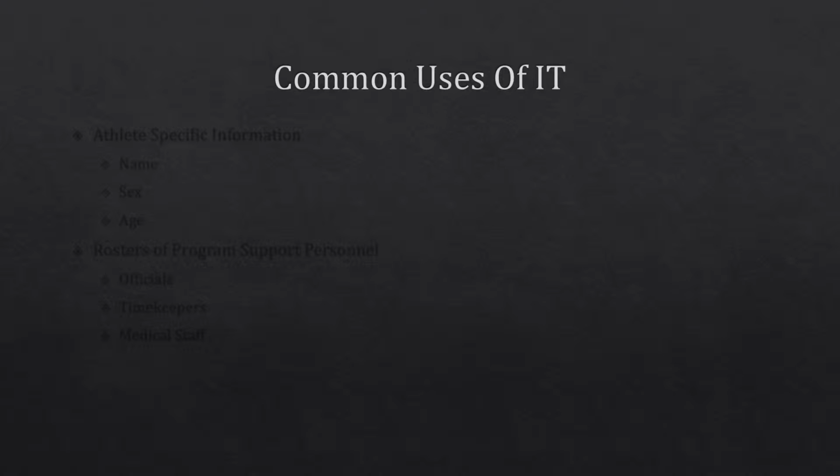First, I want to talk about the common uses of IT in the sports industries. And the first thing I want to think about is the athletic-specific information, meaning the name, sex, and age of the athlete. You might even see the medical record as well. All this information is logged in a database, and you can keep track of the athlete and where they're at, and what they're doing.